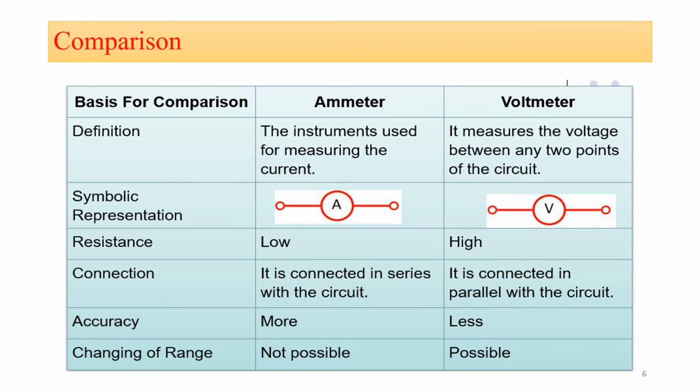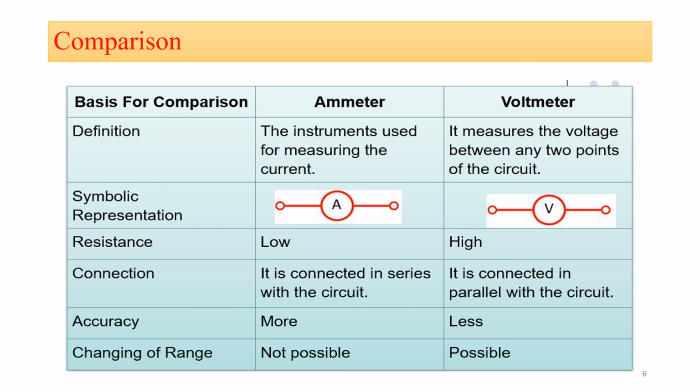Now let's see the comparison between the analog ammeter and the analog voltmeter. First comparison, the definition. The ammeter is the instrument that is used to measure the current, and the voltmeter is the device which is used to measure the voltage between any 2 points of the circuit. Now symbolic representation. For the ammeter, the capital A indicates amperes, while the capital V indicates voltage. Now if we think about resistance, in the case of an ammeter the resistance is low, while in the case of a voltmeter the resistance is high.